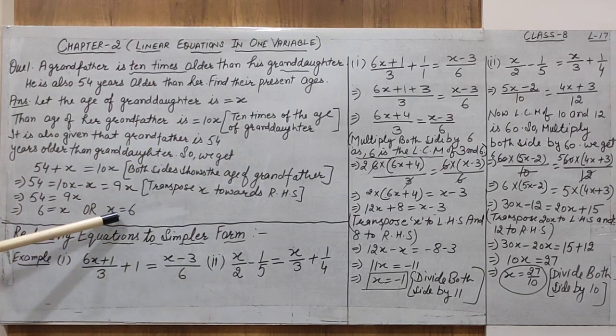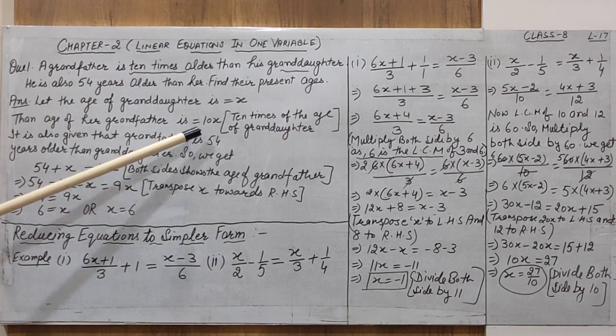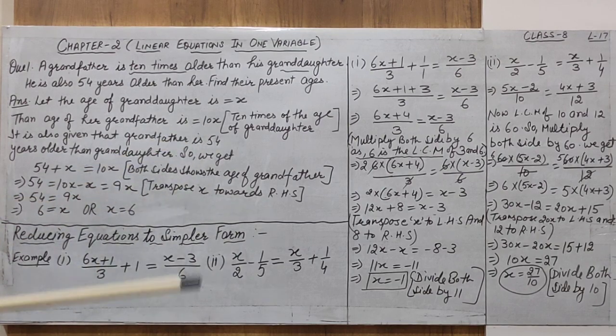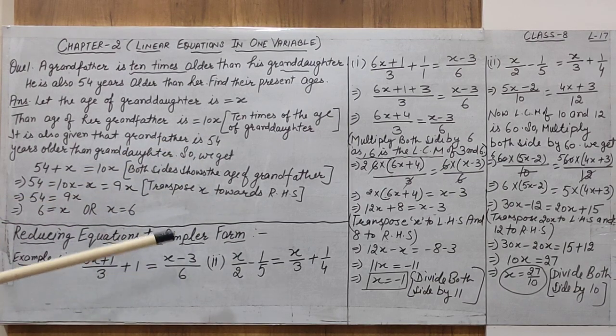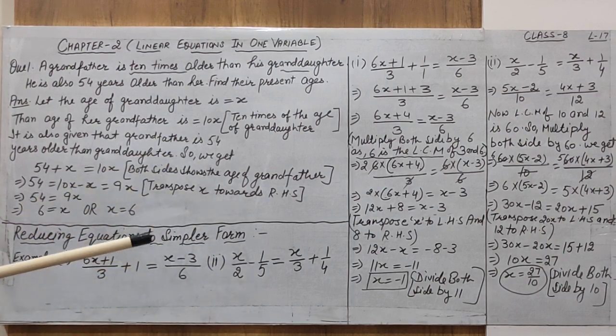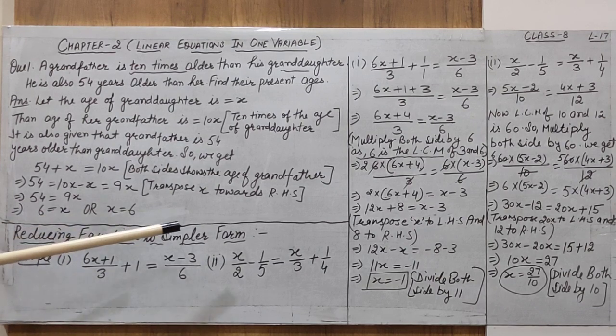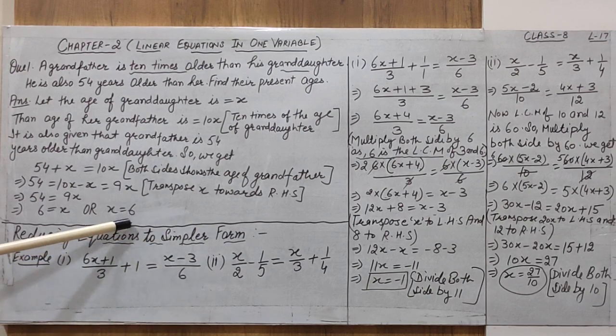If you put x is equal to 6 in this equation, what do we get? 10 into x, that is 60. So the age of the grandfather is 60 years. Or if we add 54 plus 6, again we get 60 years. So the age of the granddaughter is 6 years and the age of the grandfather is 60 years. You have to write this after finding the value of x.